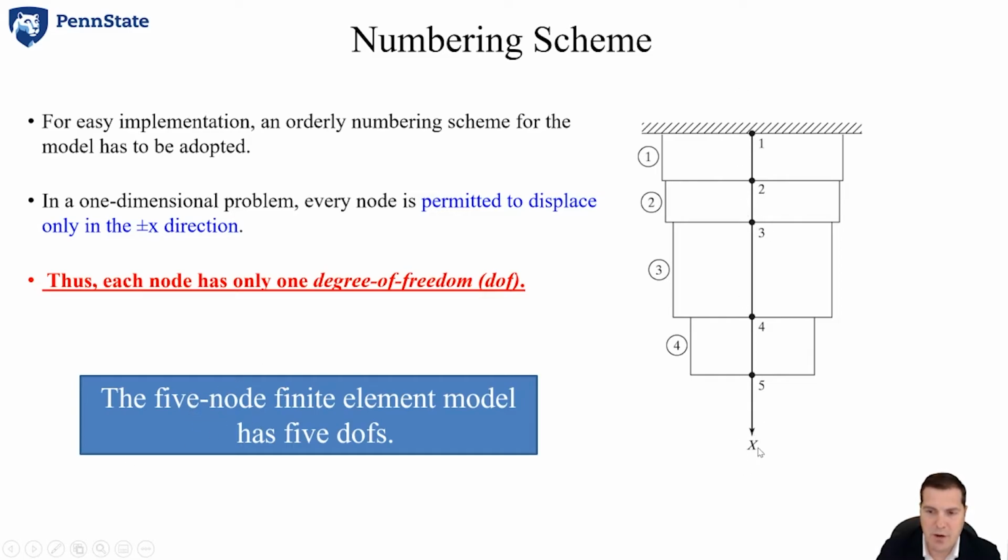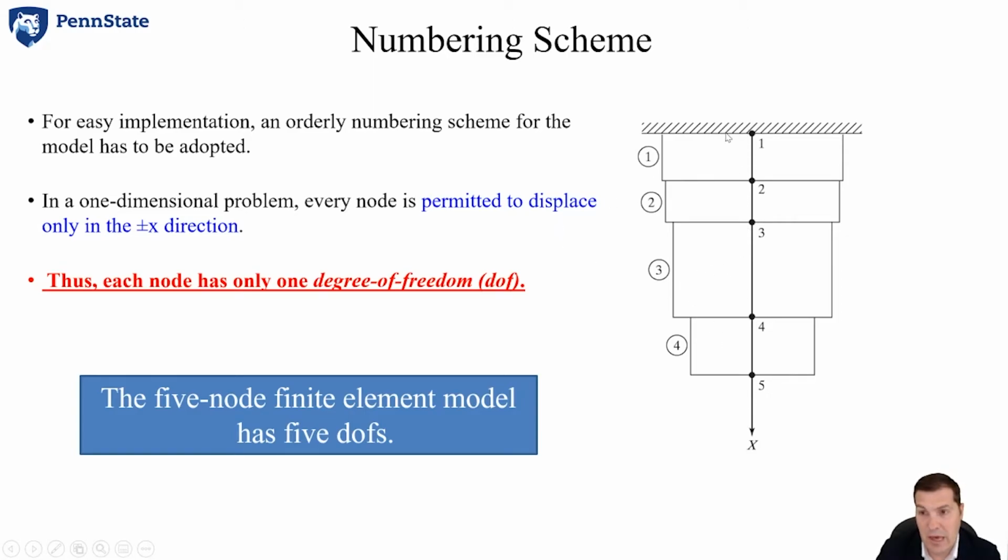So this is the degree of freedom x. Okay, so this node 5 can move in the x, it cannot move in the y. Same with 4, 3, 2, and 1. They can only move in the x direction. So that's 1 degree of freedom, and the degree of freedom is x. This 5-node finite element model has 5 degrees of freedom. Each node is counted as 1 degree of freedom, so we have 1, 2, 3, 4, and 5.